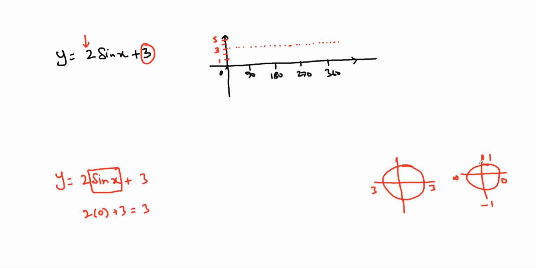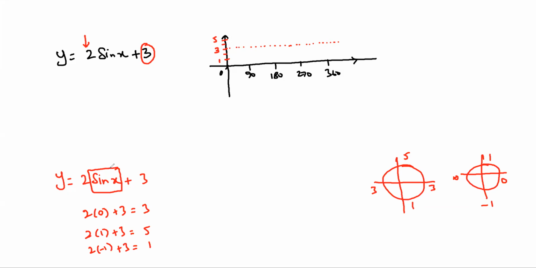When your sine x is 1, so that would be 2 into 1 plus 3. So that is going to be 5. So you have 5 here. And when your sine x is minus 1, so this is 2 into minus 1 plus 3. So that is going to be 1. So you have 1 over here.